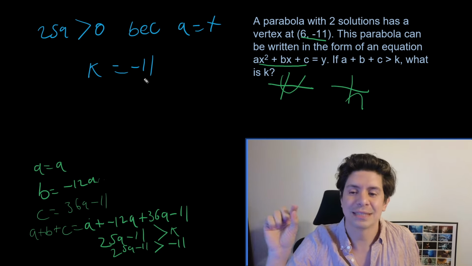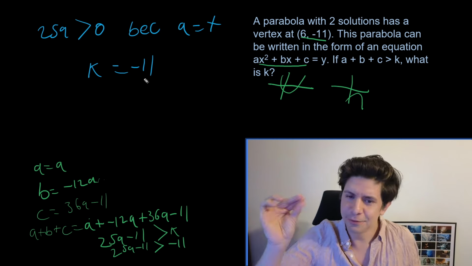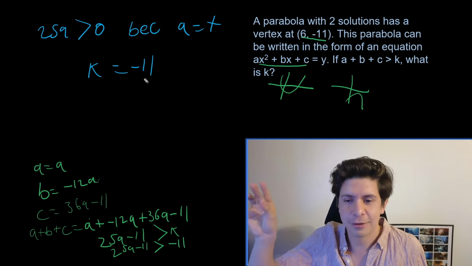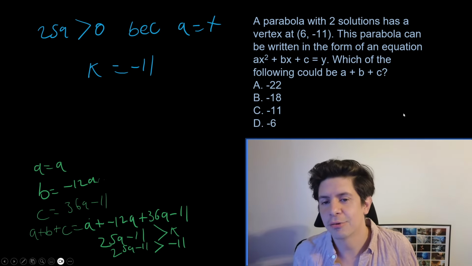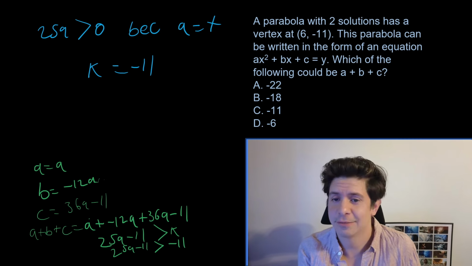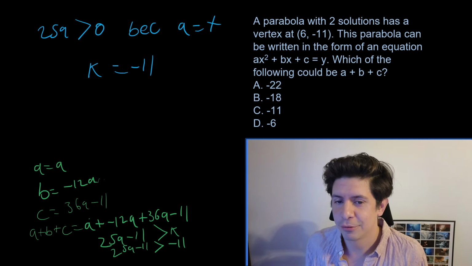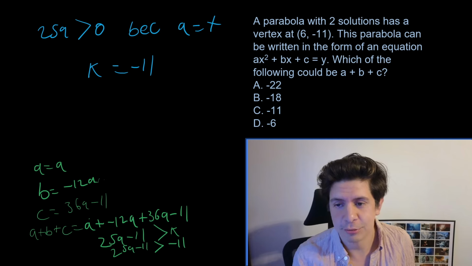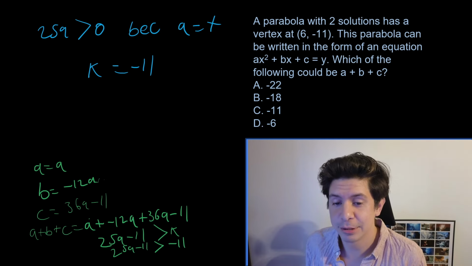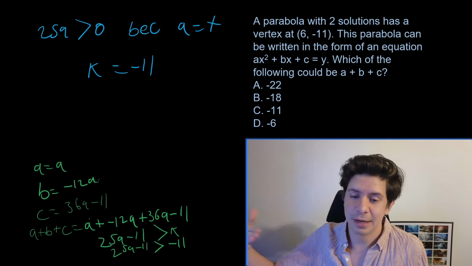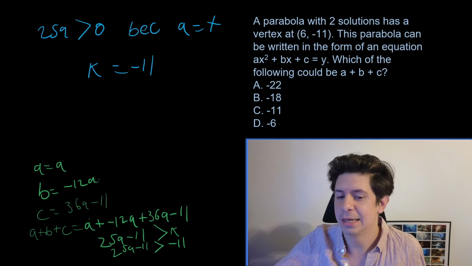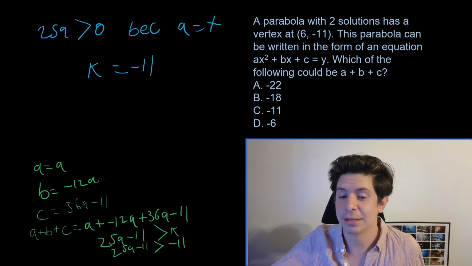Now I'm going to show you the same exact question, but asked slightly differently, and we'll go over how to solve it doing what we already did. So here the question is a parabola with two solutions. It's a vertex of 6, negative 11. This parabola can be written in the form of an equation ax squared plus bx plus c equals y, which of the following could be a plus b plus c. And then we're given negative 22, negative 18, negative 11, negative 6. Which of these could be it?